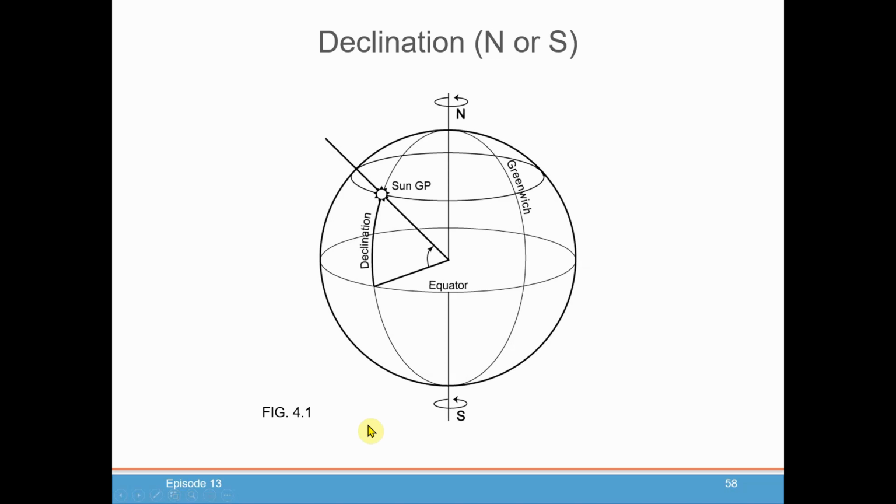So the declination, if you recall, is the height of the sun above the equator. So this is equivalent to latitude when you're talking about locations on the Earth. So obviously, latitude can be north of the equator or south of the equator. And then similarly, the declination can also be north of the equator or south of the equator. So let's take a look at some examples.